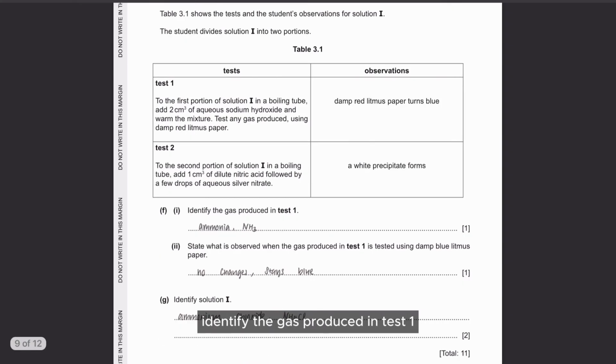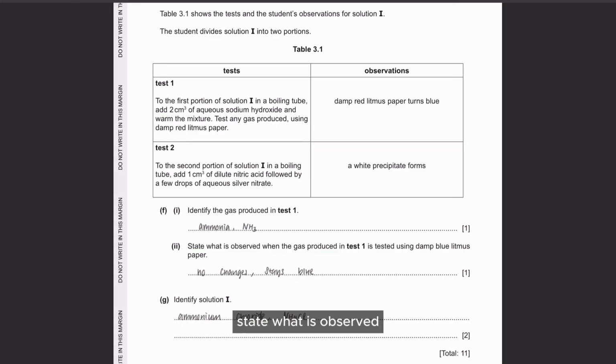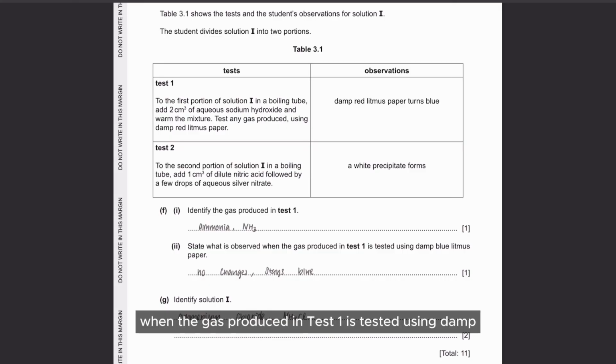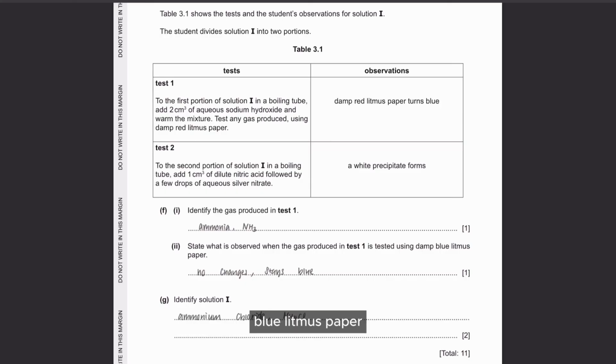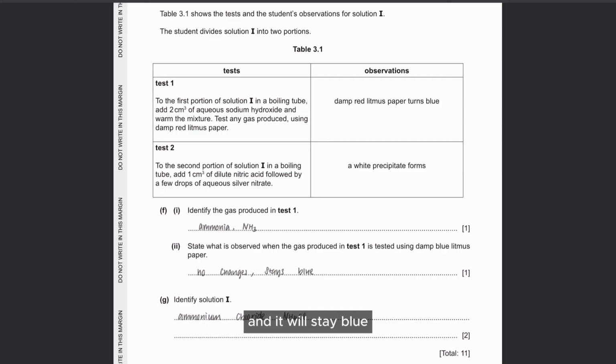Identify the gas produced in test 1. In test 1, to the first portion of solution I in a boiling tube, add 2 cm³ of aqueous sodium hydroxide and warm the mixture. Test any gas produced using a damp red litmus paper. The damp red litmus paper turns blue, and hence we can conclude that the gas produced in test 1 will be ammonia gas. State what is observed when the gas produced in test 1 is tested using damp blue litmus paper. The damp blue litmus paper will have no changes and it will stay blue.